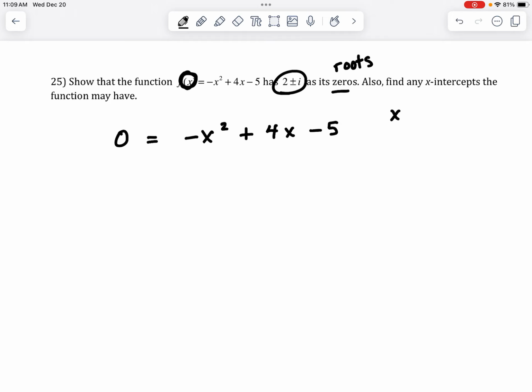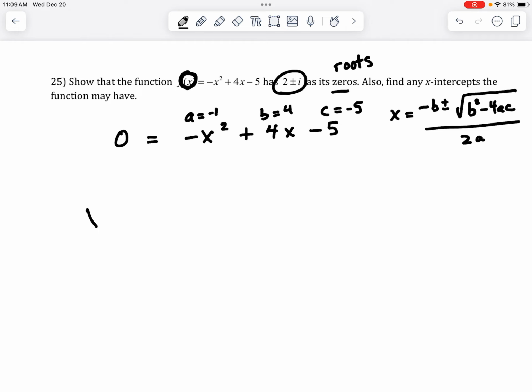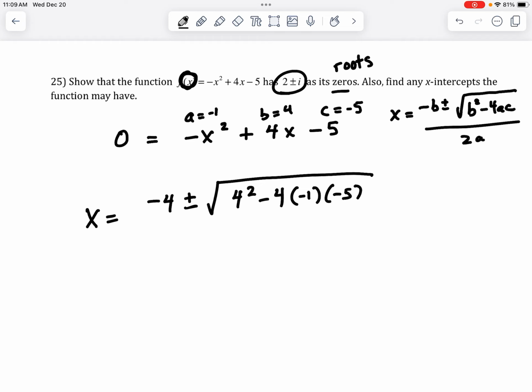So just as a quick reminder, the quadratic formula goes negative b plus or minus the square root of b squared minus 4ac, divided by 2a. So the a is -1, the b is 4, and the c is -5. So we get x equals negative b, so that's -4, plus or minus the square root of 4 squared, minus 4 times the a, which is -1, times the c, which is -5, and then it's all divided by 2 times a.